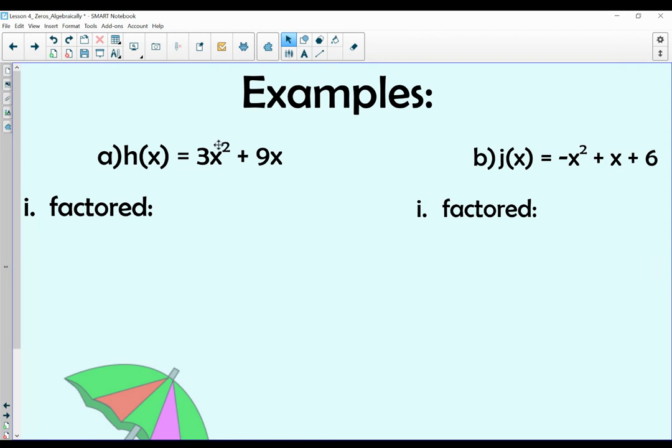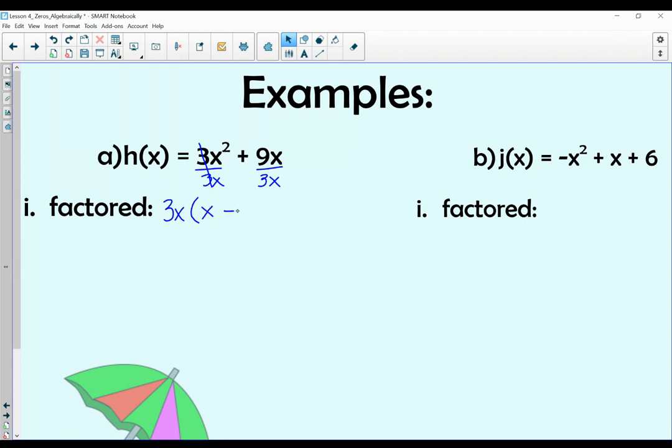How? Because I notice that they have something in common. Greatest common factor. 3 and 9 both have 3 in common, and x squared and x both have x in common. So my greatest common factor is 3x. So I'm going to factor that out. 3 divided by 3 is 1, and x squared divided by x is x. So I'm left with 1x.